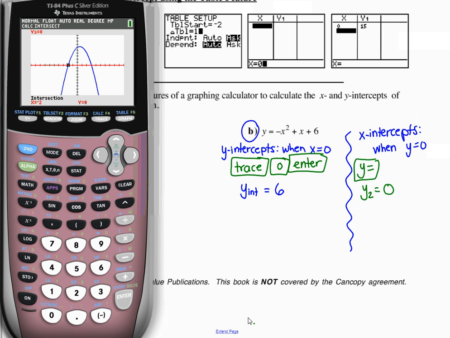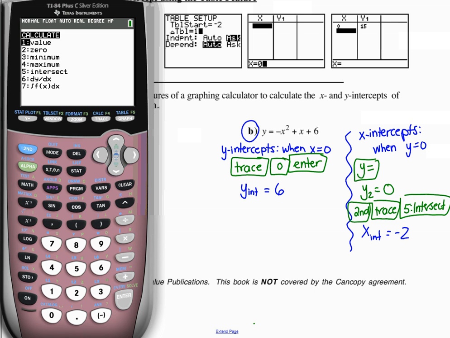So we went second, trace 5 for intersection. Enter 3 times. We got -2. So one x-intercept was -2. And the other one, we'll do it again.